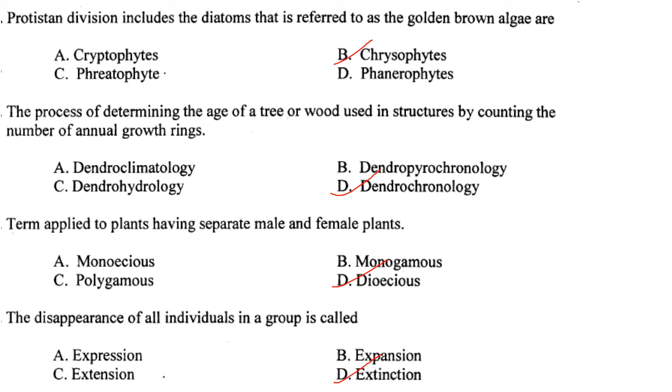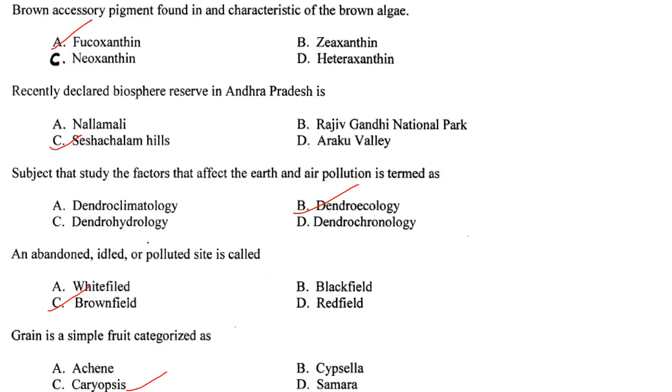Answer is option D. The disappearance of all individuals of a group is called extinction. Answer is option D. Then the brown accessory pigment found in and characteristic of brown algae is fucoxanthin. Answer is option A. Recently declared biosphere reserve in Andhra Pradesh is Sheshachalam Hills. Answer is option C. The subject that studies the factors that affect the earth and air pollution is termed as dendroecology. Answer is option B.